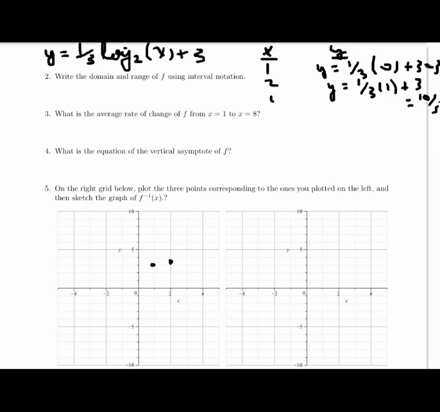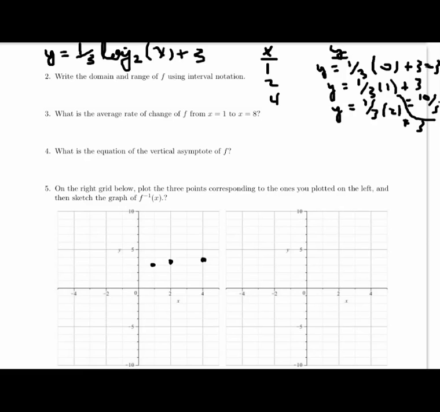And finally, when x is 4, then y will be 1/3 the log base 2 of 4, which is 2, plus 3. And so that's 3 2/3. So when x is 4, we're up to 3 2/3, so about there. So we can see that this function grows very, very slowly, but that's the case with all logarithmic functions.